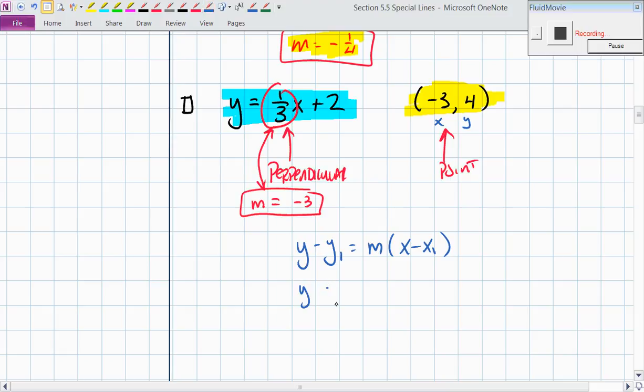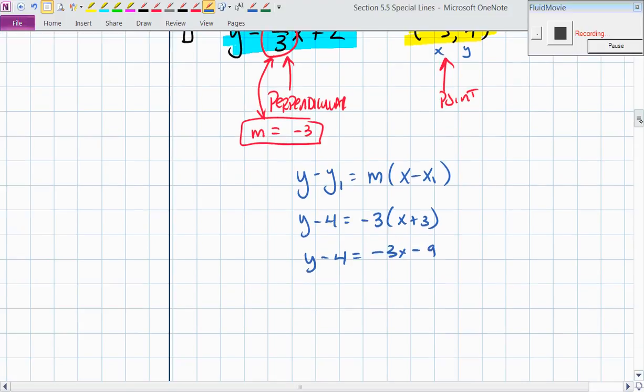So I'm going to have y minus 4 equals, what's our slope? -3, good. Times x plus 3. So that gives me y minus 4 equals -3x minus 9. And I'm going to add 4 to both sides. So I get y equals -3x minus how much? Minus 5. There we go.